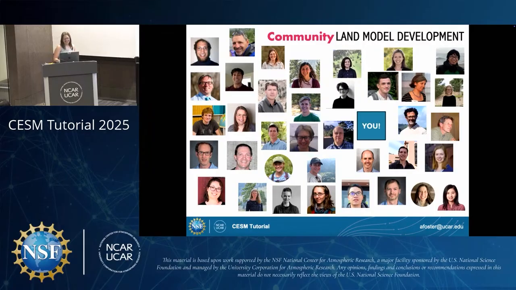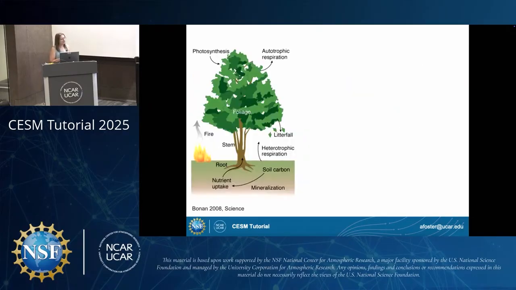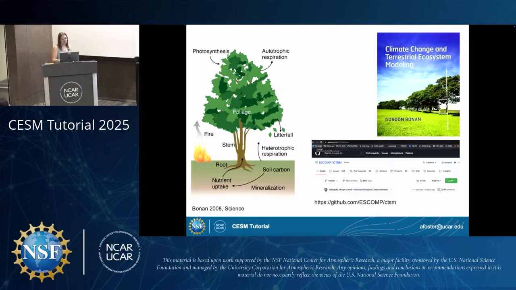Okay. So Will showed this. This is a diagram showing all the processes we're trying to represent in the land surface model. I'm just going to zoom in on the carbon cycle. So it's a lot of processes. You can get this book by Gordon Bonan, who's here, which shows a high level overview, but it also goes into a lot of detail about everything that we're trying to do. You can also check out our GitHub page, which has links to tech notes, and you can also check out issues.